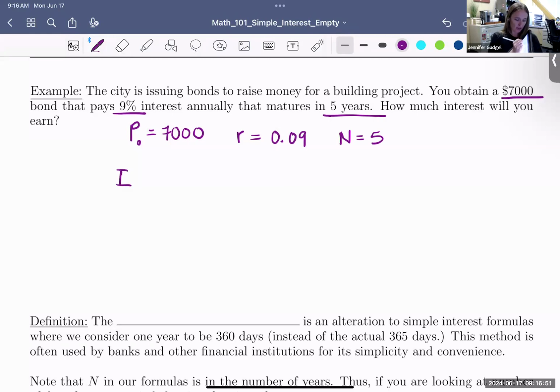All right, and we had that interest was equal to the initial amount times the rate times the number of periods. So we're just going to multiply these together, 7,000 times 0.09. That will find us the amount for 1 year, but we want it for 5 years. So we were multiplying this by 5.